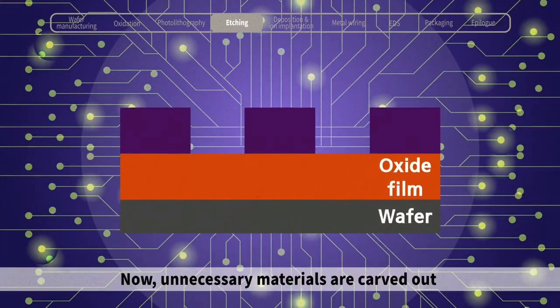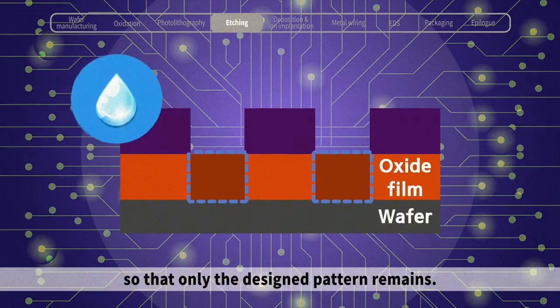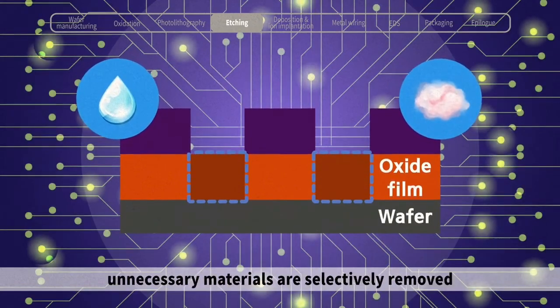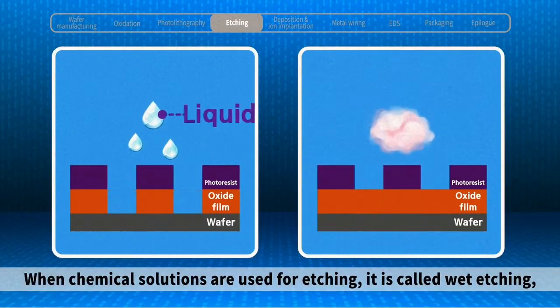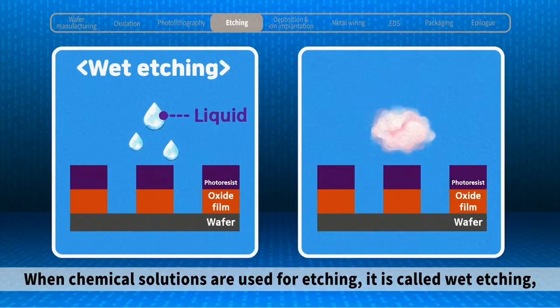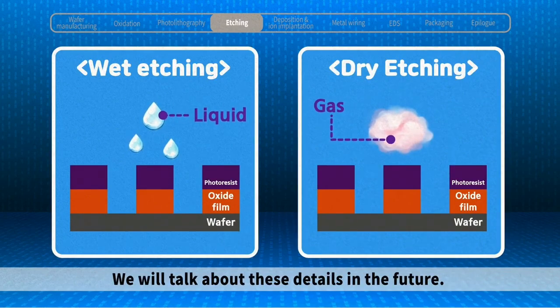Now, unnecessary materials are carved out so that only the design pattern remains. Using a liquid or gas etchant, unnecessary materials are selectively removed to draw the desired design. When chemical solutions are used for etching, it is called wet etching. And when gas or plasma is used, it is called dry etching. We will talk about these details in the future.